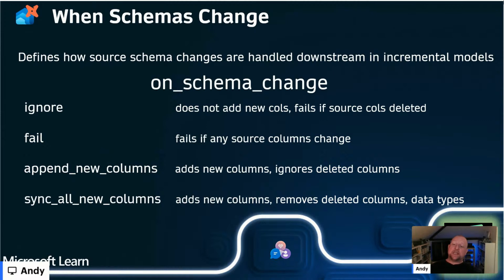And sync, well, that should be sync all columns. New's been added by accident there. Essentially, sync all columns will add all the new columns that it detects. It will remove any deleted columns and it will change data types, right? So it'll align your model definition exactly with the downstream object that you've told DBT to work with, whether it's a table or whether it's a view.